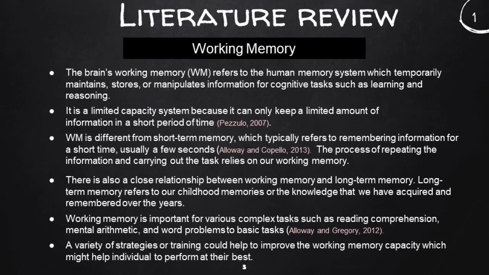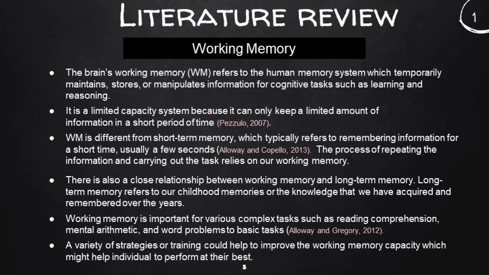The same goes for when we are remembering the route to a certain direction. Thus, the process of repeating the information and carrying out the task relies on our working memory. There is a close relationship between working memory and long-term memory. Long-term memory refers to our childhood memories or the knowledge that we have acquired and remembered over the years. For example, the facts about the country, family history, or mathematical knowledge and grammar rules.